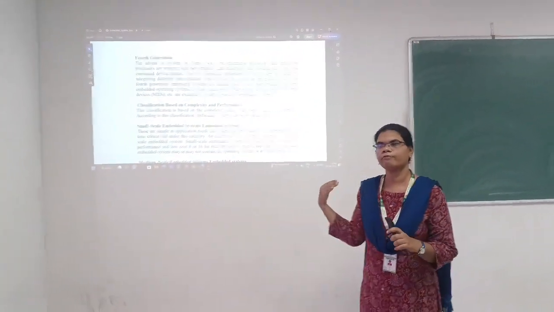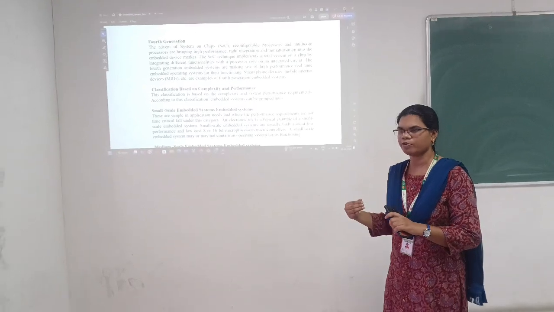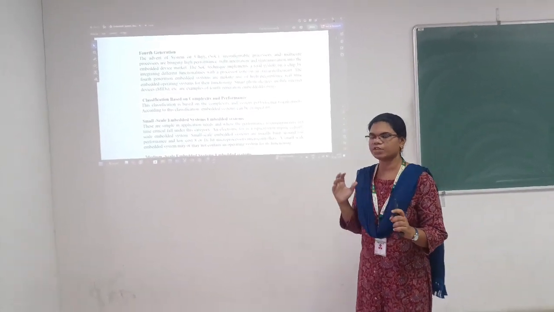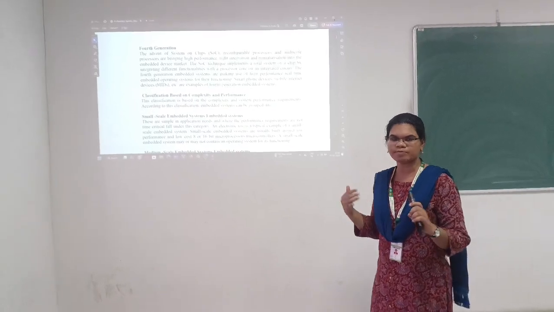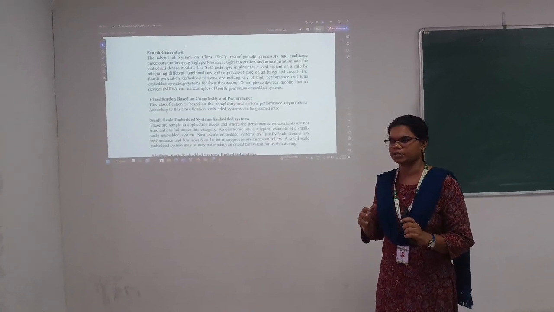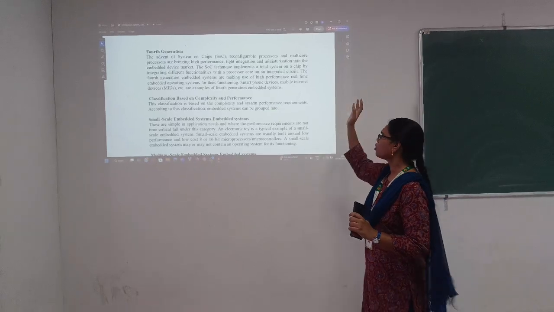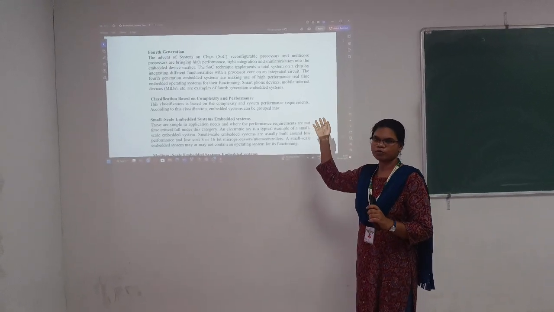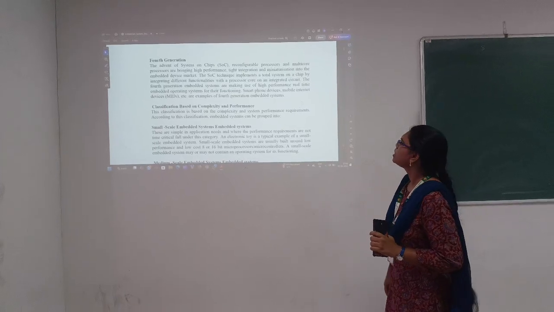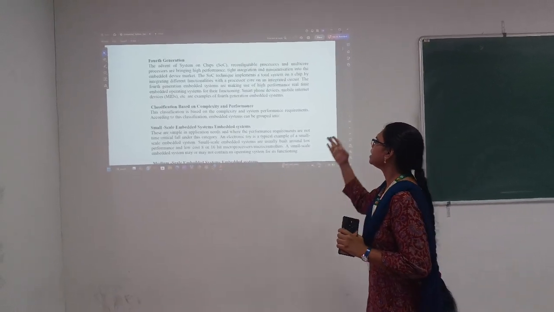Where we are mentioning high performance, it will be considered a real-time system. But whereas in the first generation, where we will be using simple hardware and software, it cannot be used in real-time applications. Here the complexity has been increased. In the fourth generation, we will be using real-time performance. Okay, so we are saying it as real-time performance.